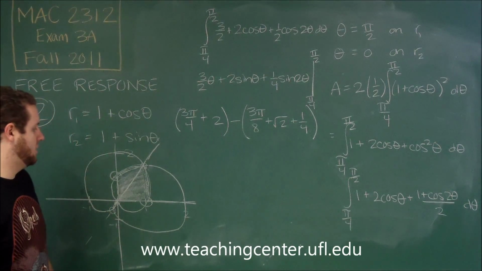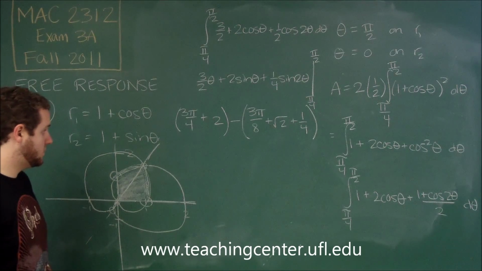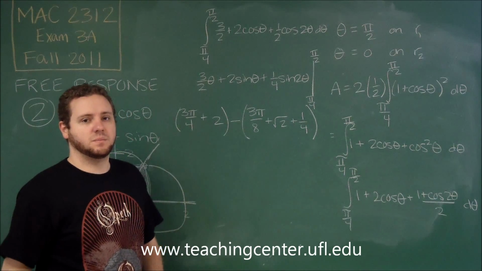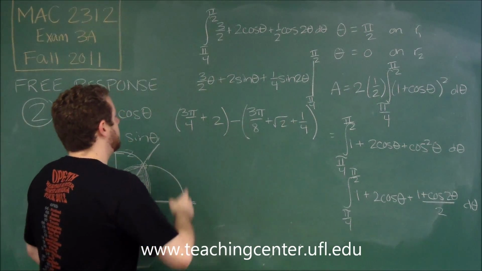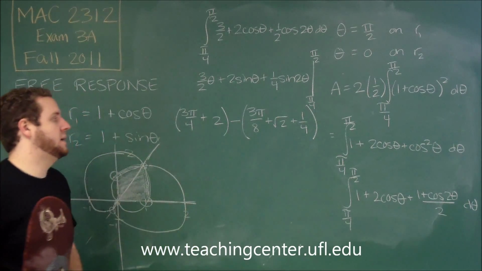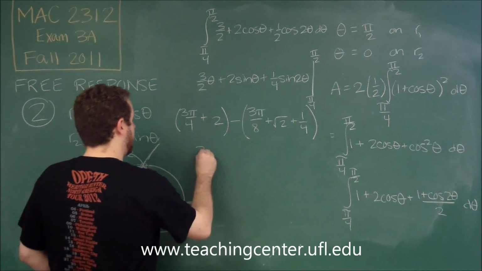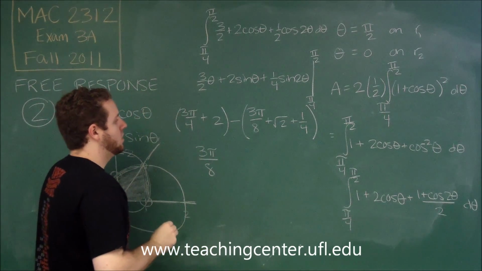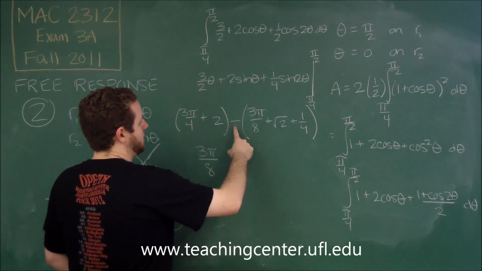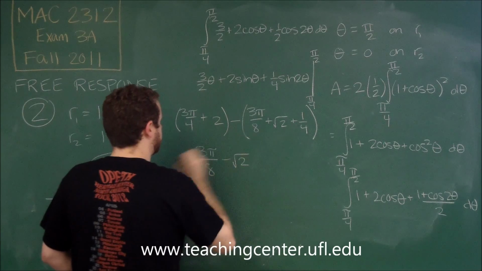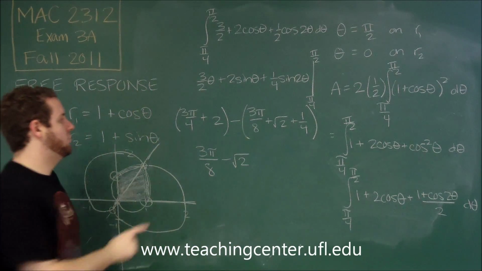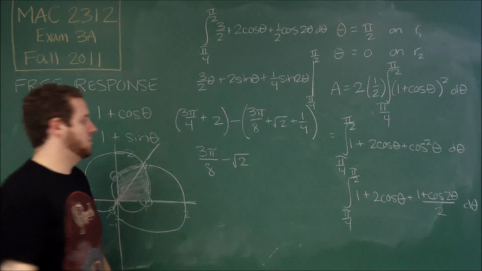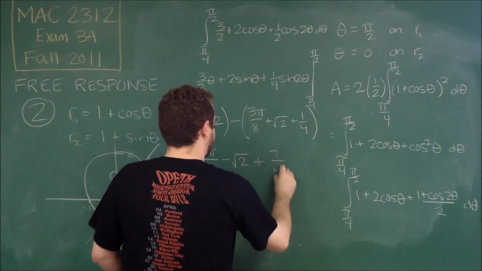So now we just need to simplify that a little bit and we're done. We can combine 3 pi over 4 and 3 pi over 8 because those have pi's on top, and that will make it a little bit easier. So 3 pi over 4 minus 3 pi over 8 would be 3 pi over 8. This square root of 2 is not going to be able to combine with anything, and we have it subtracted, so I'll just write that there. And then we have plus 2 minus 1/4. 2 is 8 over 4, so we're doing 8 over 4 minus 1 over 4, so we get plus 7 over 4.